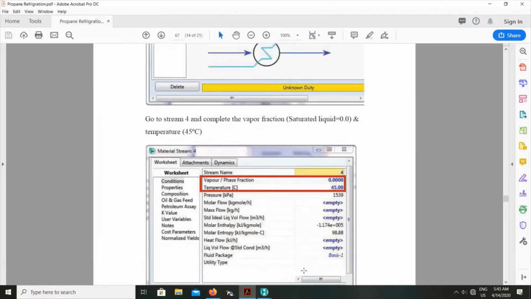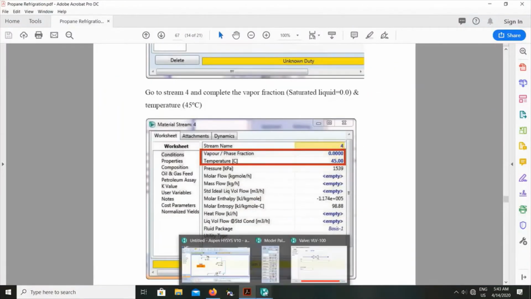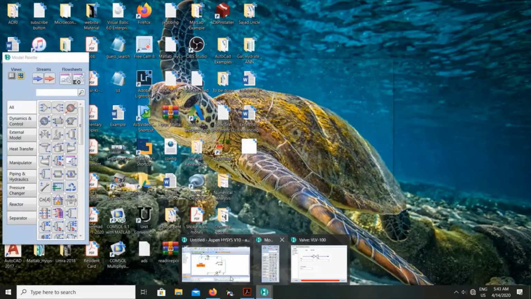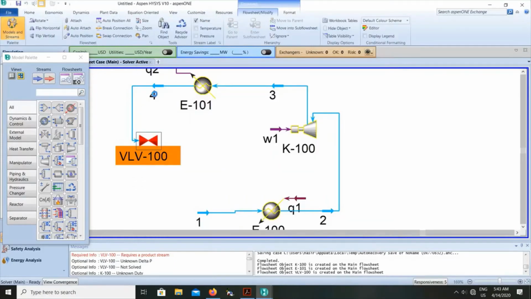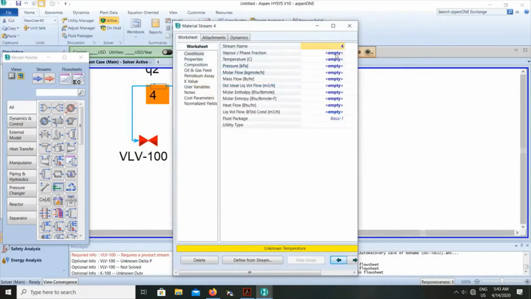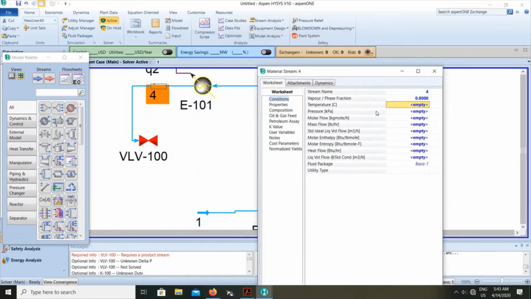So if you double click and open the fourth stream, you need to provide two pieces of information. One is the temperature, and the other is the vapor phase fraction. You click here first. You need to give this vapor phase, that will be 0, because this vapor is converted into liquid after the cooler. And the temperature of this liquid will be 45 degrees Celsius.